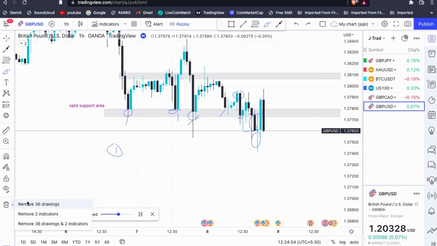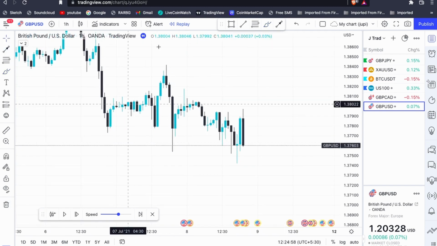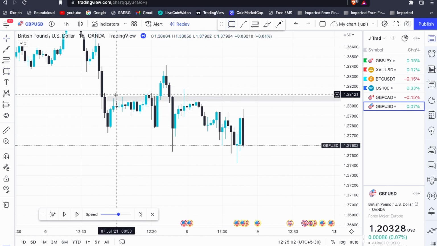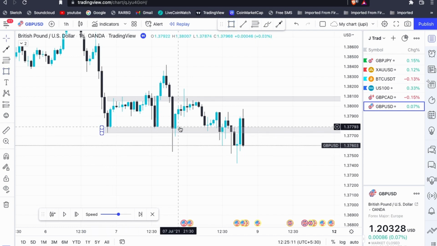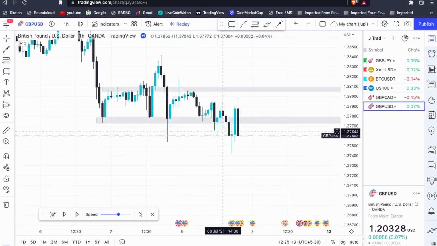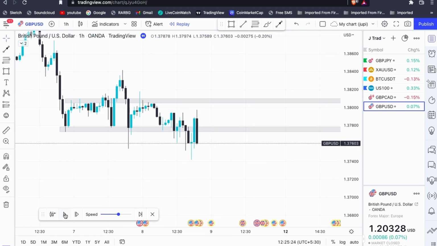Okay, I am going to remove all these drawings and I'm going to draw everything again. So we have box here, acting as a resistance here, right? We have another support here. This support is holding the market. Market tried to break down, but we got a green candle here. After this green candle, we have a huge candle inside. So still the market hasn't decided either to go up or down.